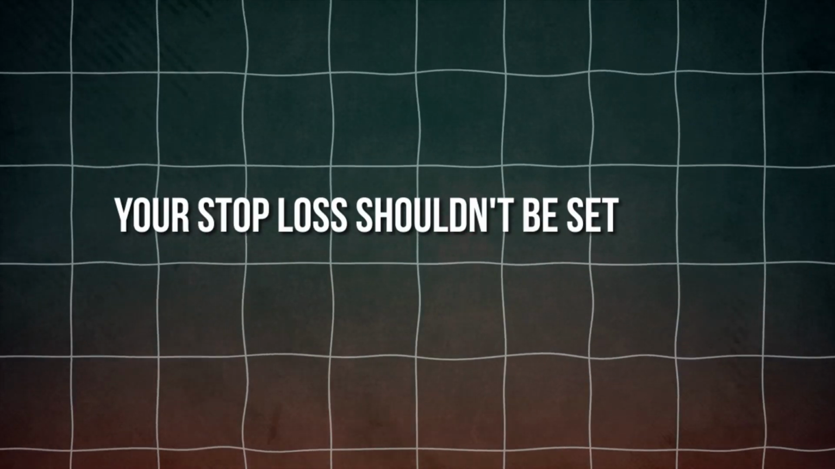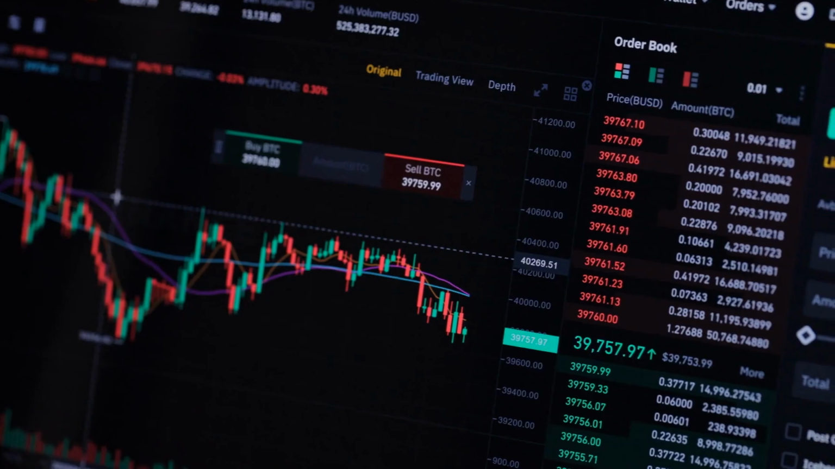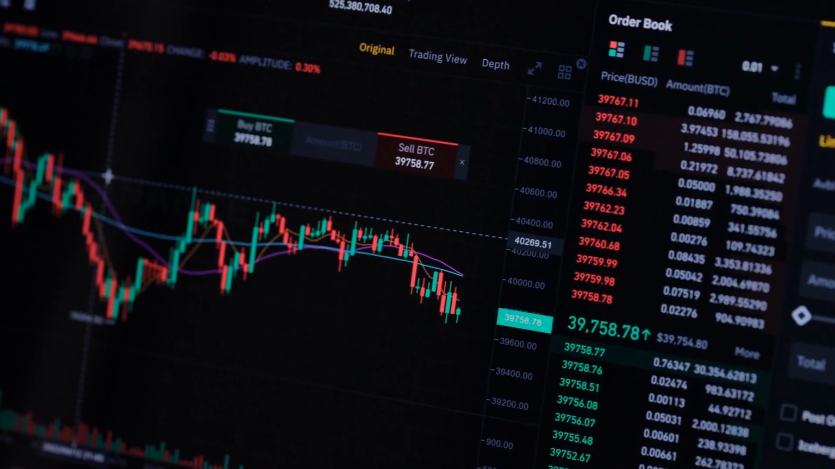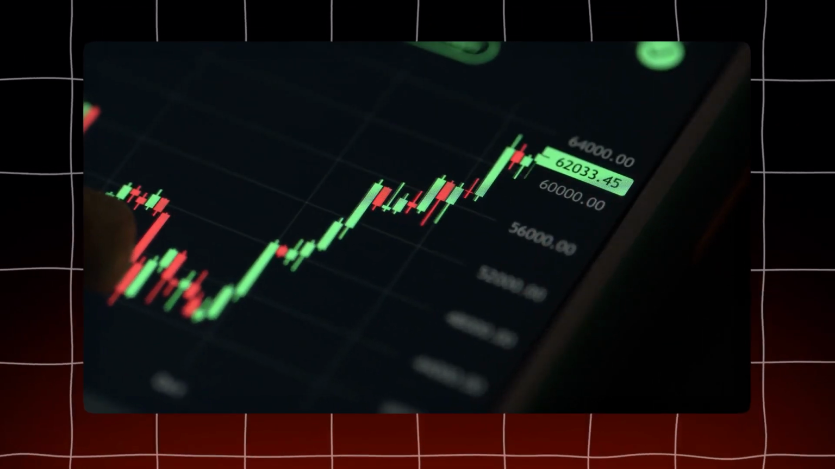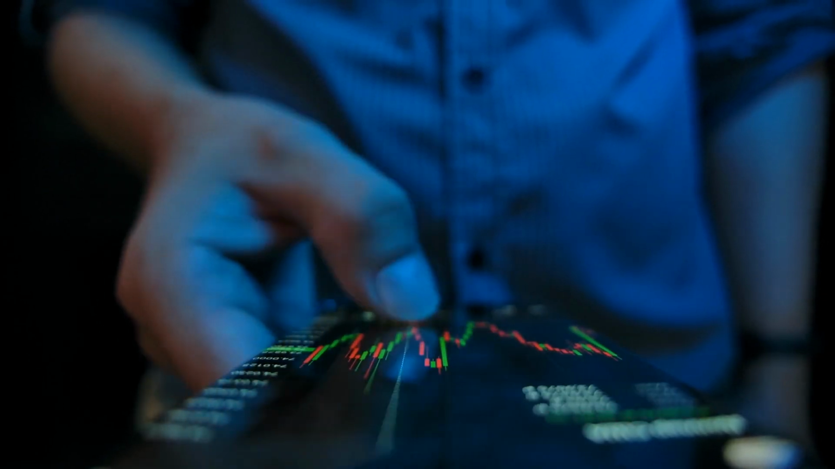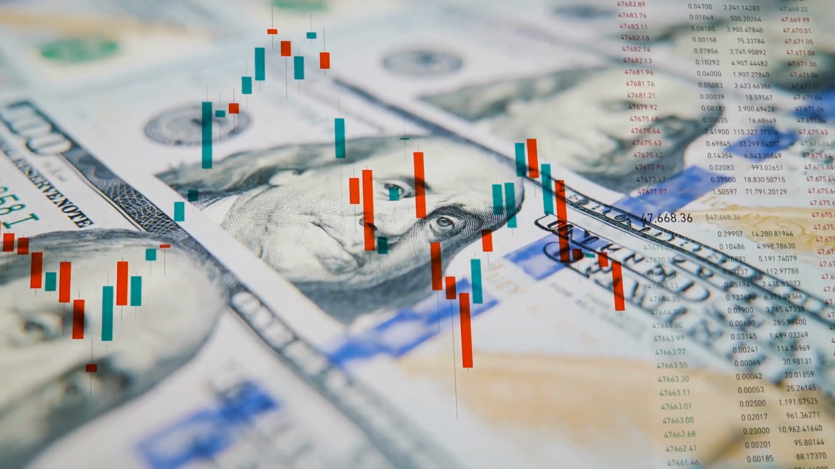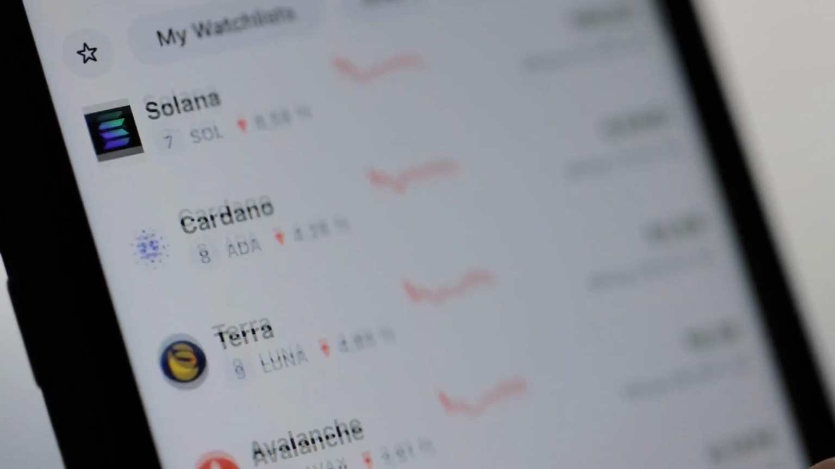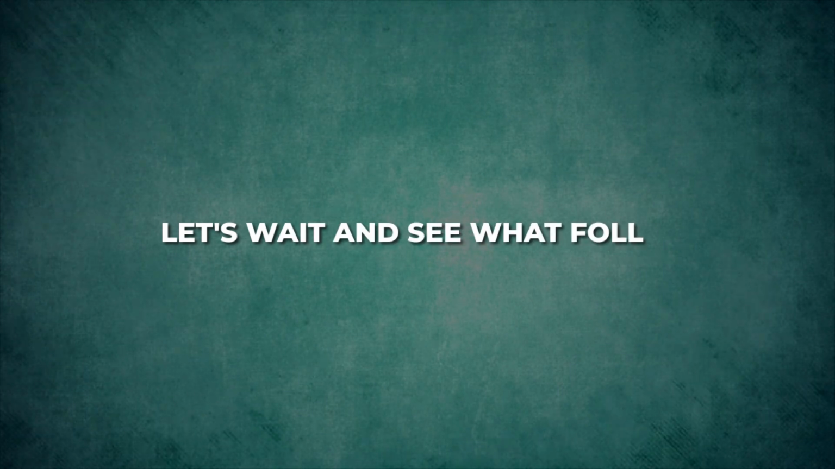Your stop loss shouldn't be set inside the zone. Rather, it should be positioned outside of it. This is because there are instances when the price goes back up, which causes early sellers to get swept away, and then it advances in your direction. The next demand zone should be where you set your take profit. You could strive for a risk to reward ratio of 1 to 2. Let's wait and see what follows.